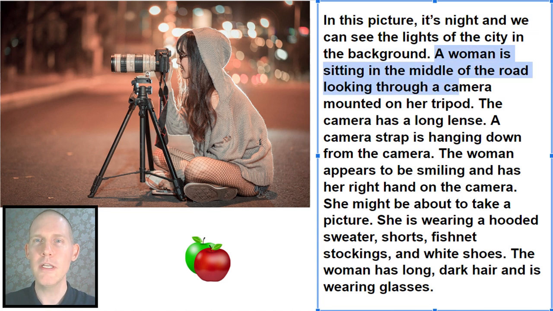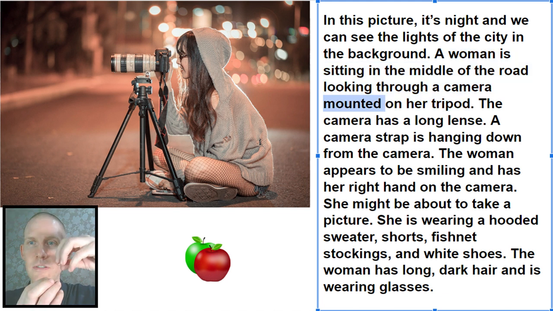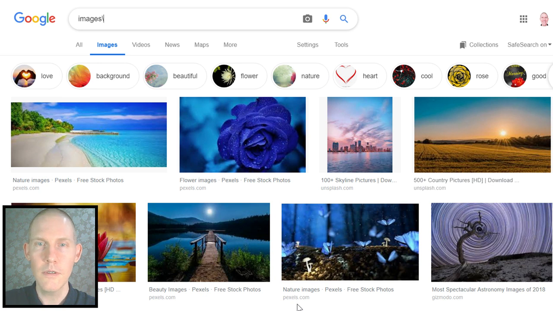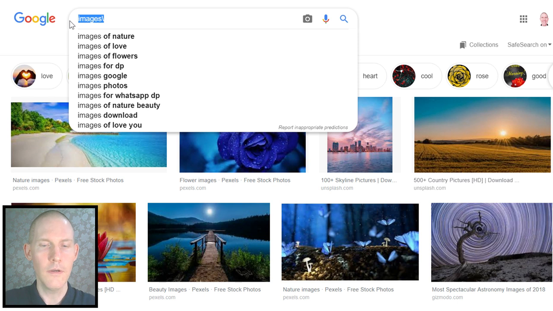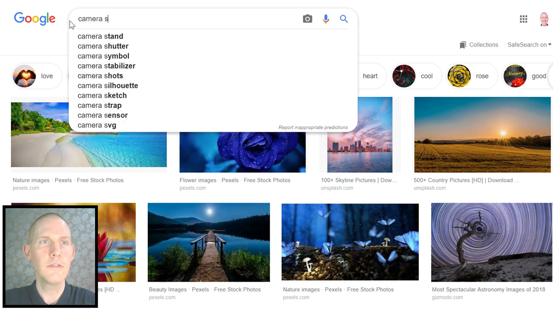A woman is sitting in the middle of the road looking through a camera mounted on her tripod. And mounted just means that it's attached, right? And you know what? I forgot that I have Google search with me today. So let's take a look at camera strap, shall we? Right, camera strap.